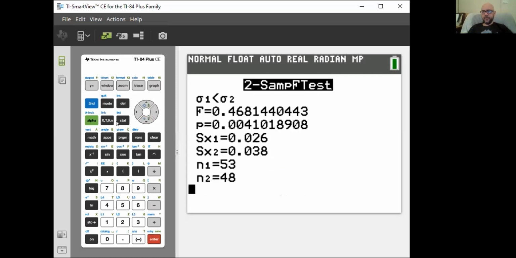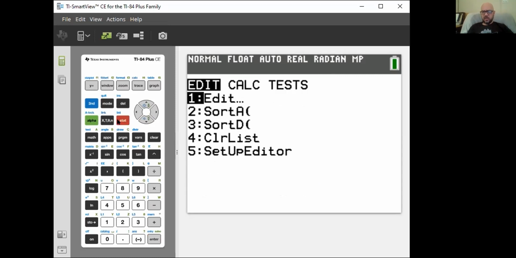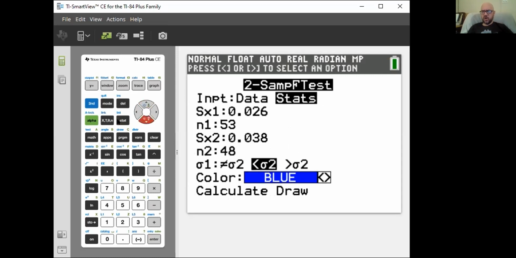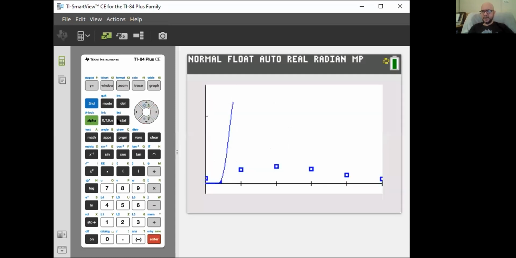So let's calculate it up. Hey, look at that. It's exactly the same thing we got before. So not much to say there. I do want to draw it just to see what it looks like. Tests. Oh, yeah, two-sample F. We're going to do the same exact thing, but I'm going to draw instead of calculate this time.